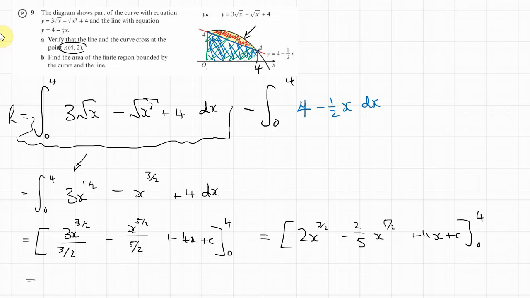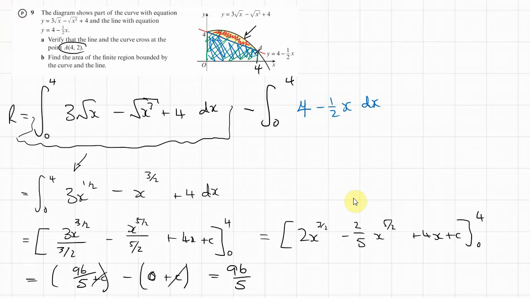Okay, so substituting in 4 into this. If I go through and substitute 4 into all of that, I am going to get 96 over 5 plus c. And then if I substitute 0 into all of this, I'm going to get 0 plus c. My plus c's cancel. I know it's pointless doing that, but you just have to for mathematical correctness. So 96 over 5.